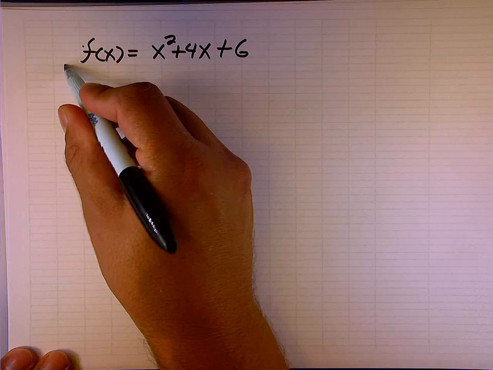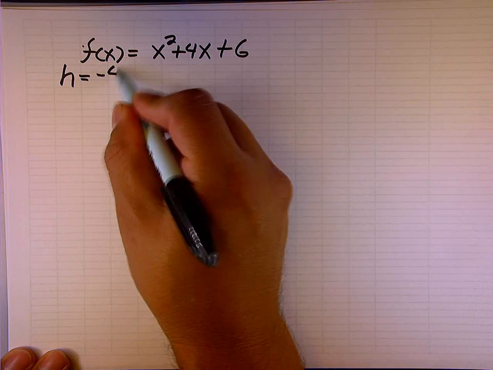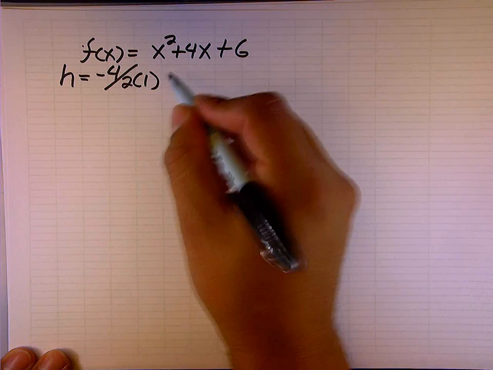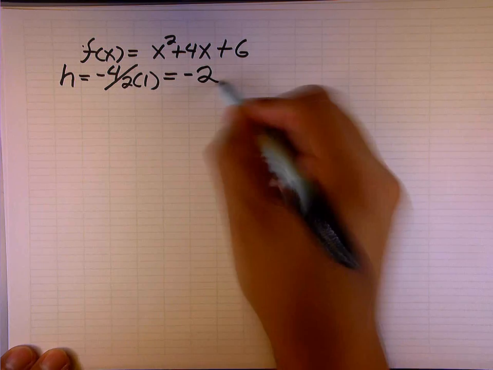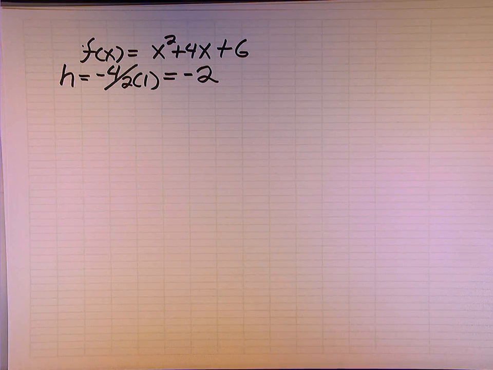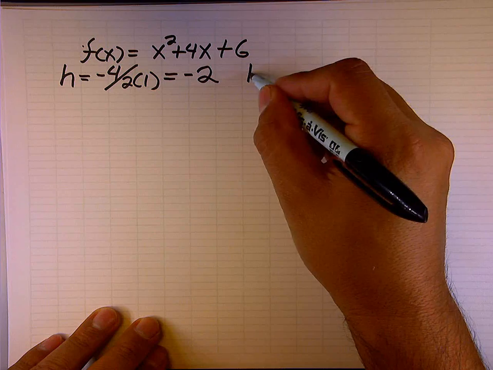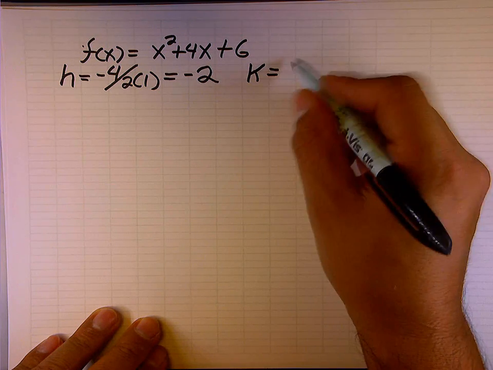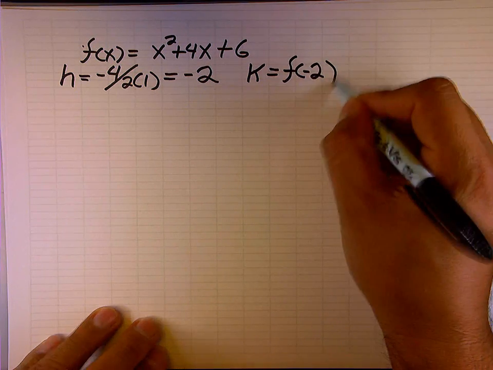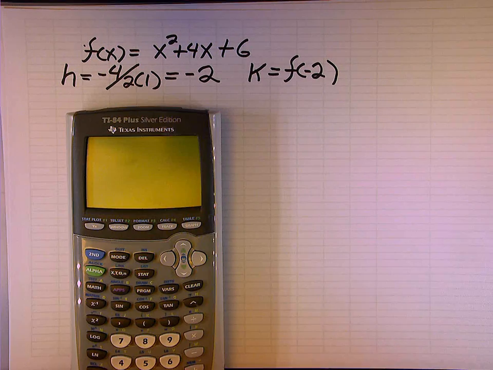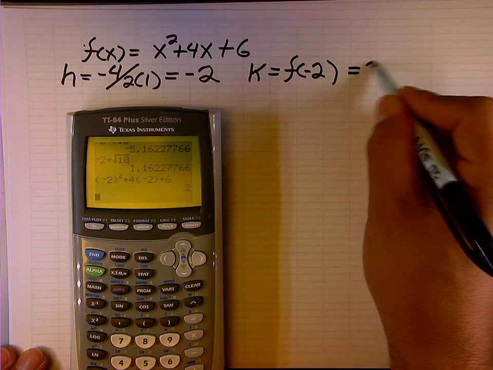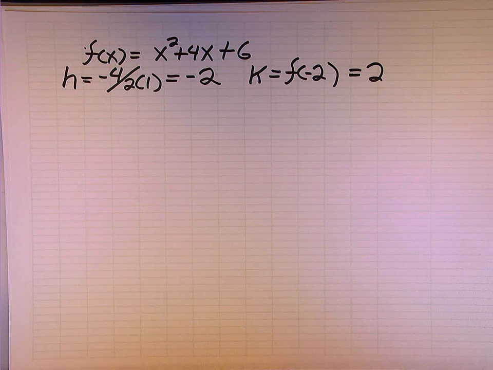I'll go ahead and start off by finding the vertex. The h value of the vertex is negative b over 2a, which produces a negative 2. The y value of the vertex is f of negative 2. I'm just going to use my calculator. Negative 2 squared plus 4 times negative 2 plus 6, enter, and I get the y value is a 2.